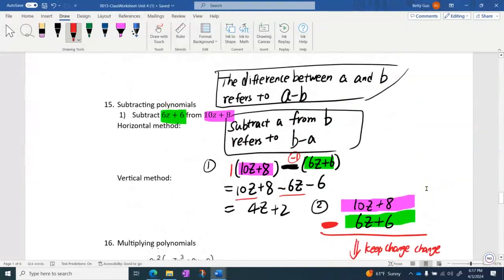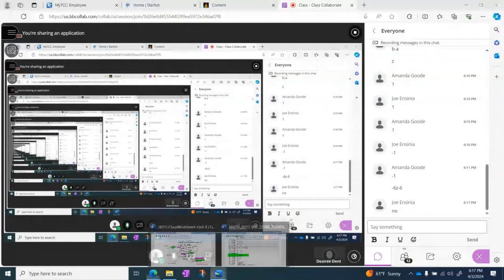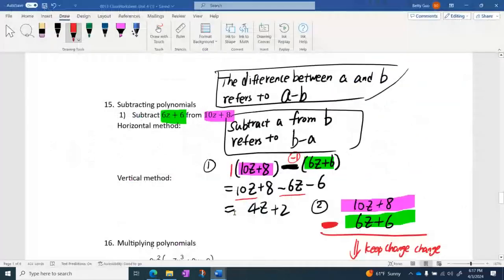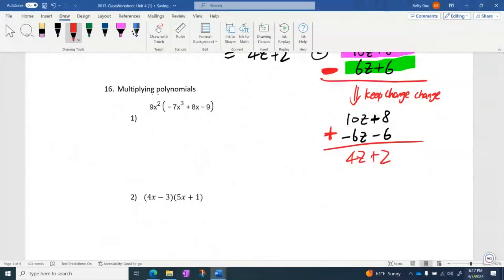We will have a problem to practice later when we look at Pearson. All right, very good. Then we covered addition, and we also covered subtraction. Now we are going to talk about multiplication. How do we multiply polynomials?